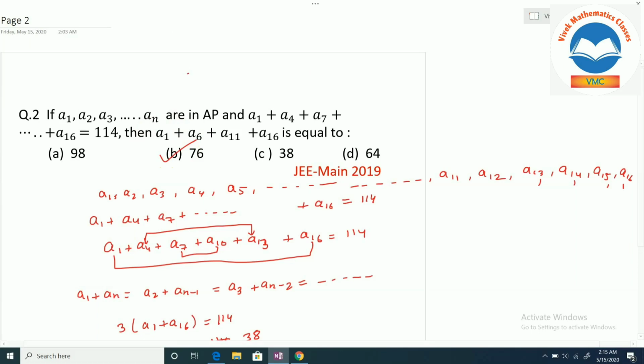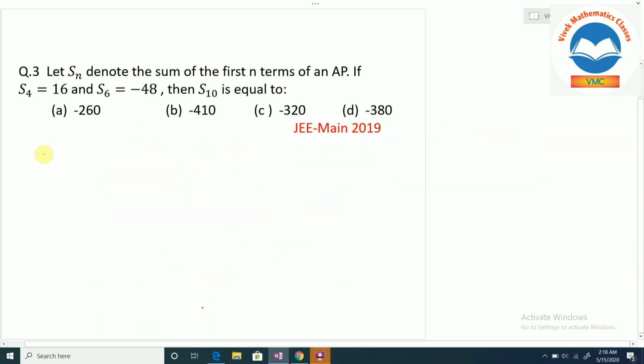Next we will move to the next question. Let Sn denote the sum of first n terms of an AP. They have given S4 equal to 16 and S6 equal to minus 48. Then we need to find S10. Okay, if you find S6 minus S4, what will we get? We will get T5 plus T6.